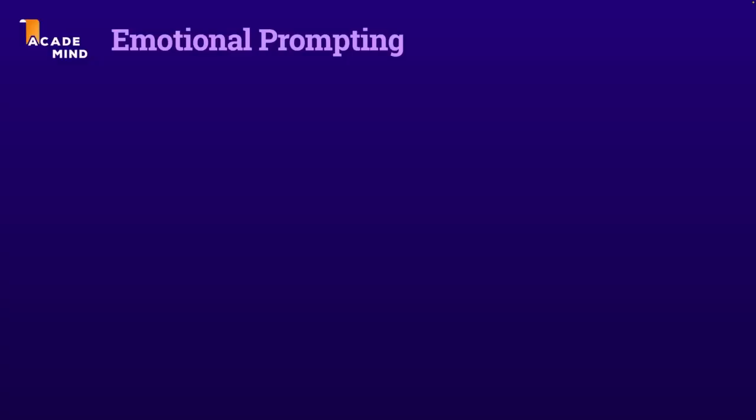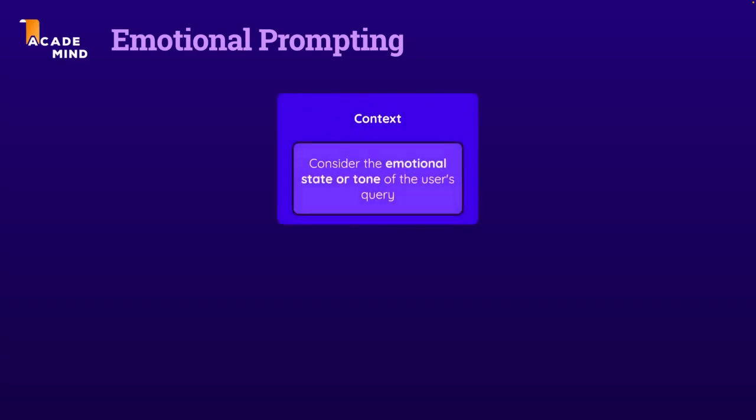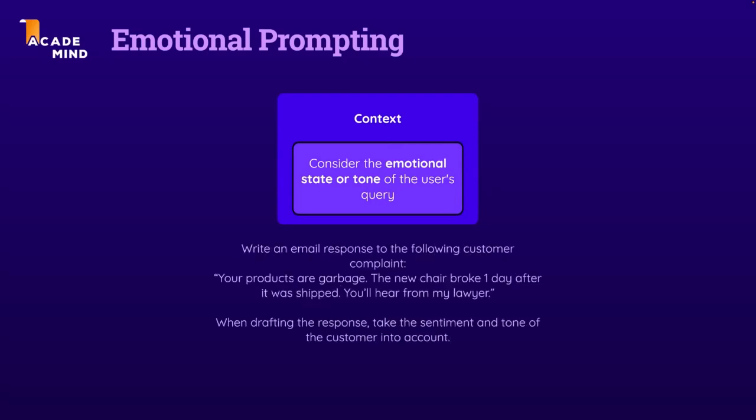Now, another prompting technique that can sometimes be useful for certain kinds of problems or prompts is emotional prompting. The idea here is that the response generated by ChatGPT should consider the emotional state or tone of the user's query. For example, if you ask ChatGPT to write an email response for a customer complaint, that could look something like this. Here, with emotional prompting being used, we're telling ChatGPT that it should take the sentiment and tone of the customer into account when drafting its response.